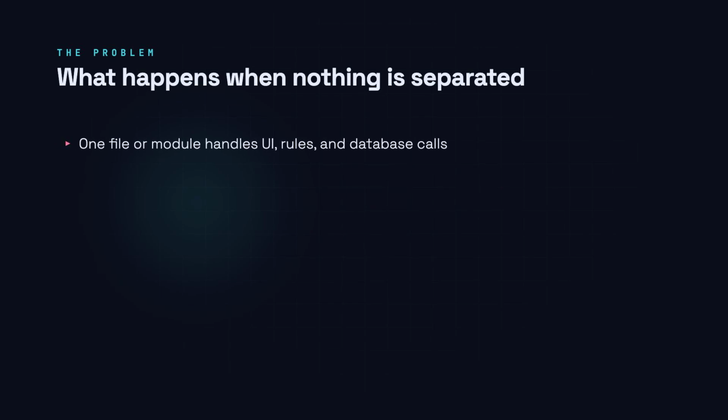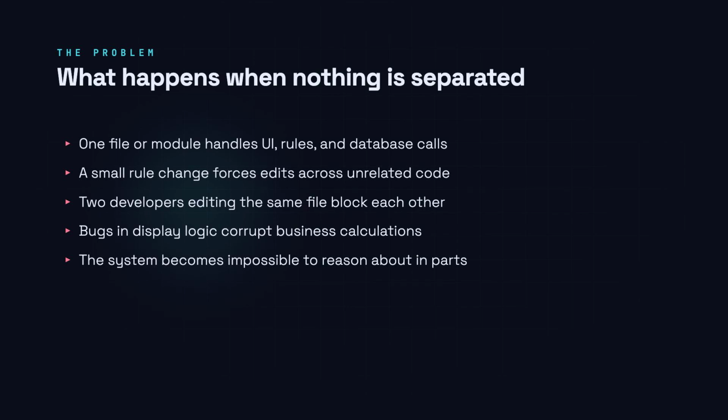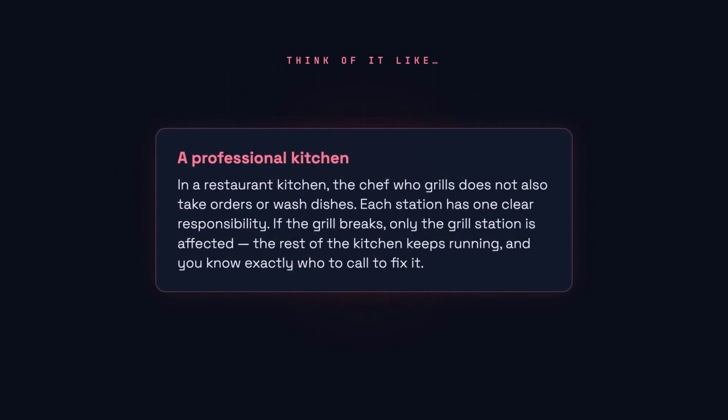Imagine a code base where the function that renders a web page also validates an order, calculates the total, and writes to the database all at once. That sounds convenient at first, but the moment a tax rule changes, you are rewriting rendering code. A database schema change breaks your UI. Every part of the system is entangled with every other part, and the cost of change grows faster than the system itself.